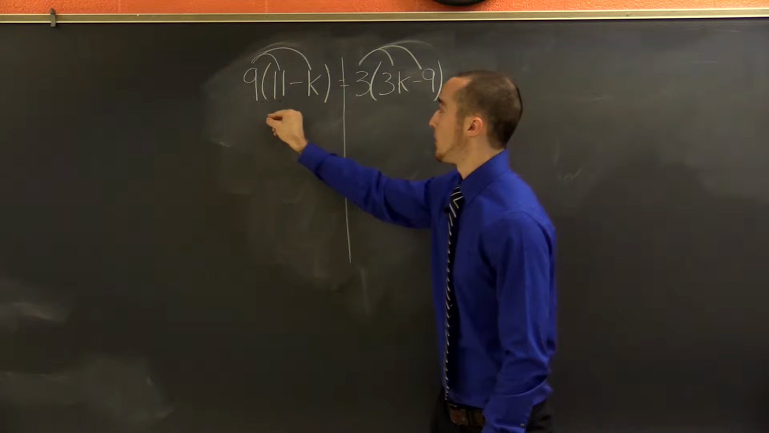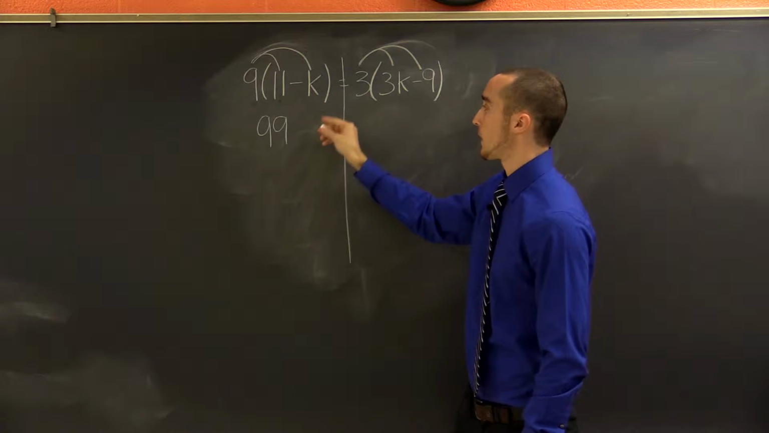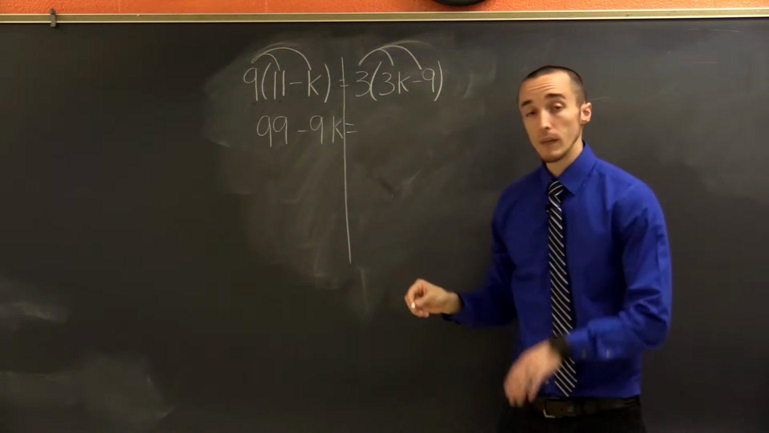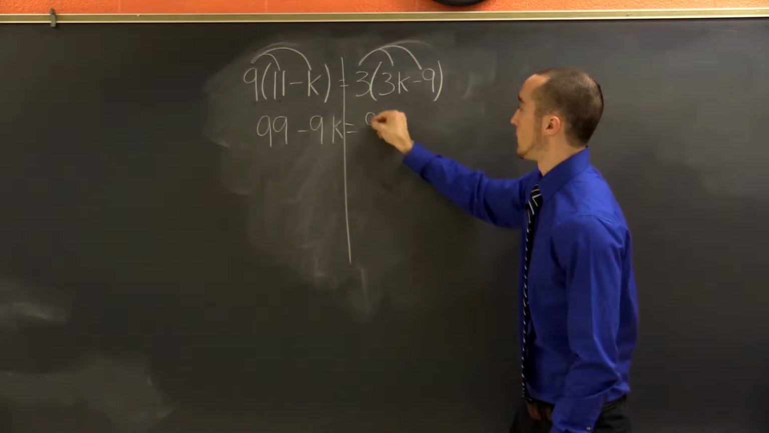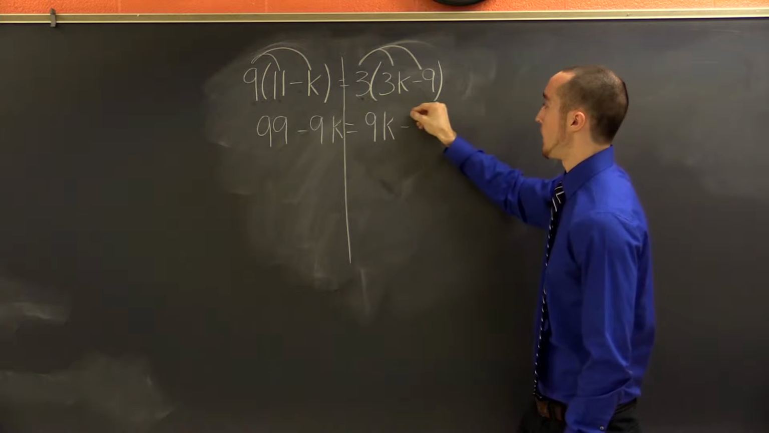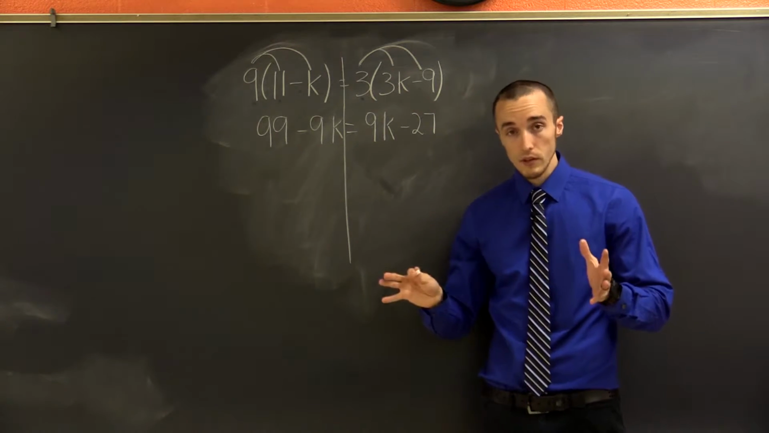9 times 11 is 99, and 9 times negative k is negative 9k. Okay, so let's do the same thing on the right-hand side. 3 times 3k is 9k, and 3 times negative 9 is negative 27. Okay, so we've done with the distributive property.